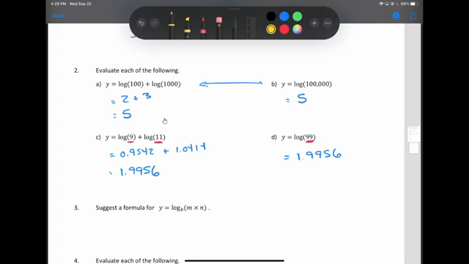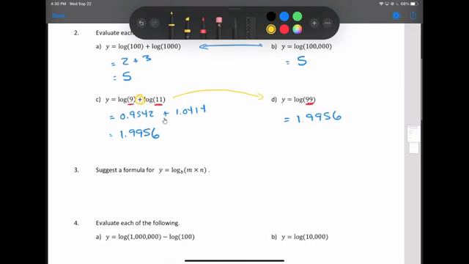So if two logs have the same base and they're added together, that's just equal to the log of their product. So for 3, suggest a formula for y equals log b of m times n, and I think the answer is just going to be that it's equal to log b of m plus log base b of n. So that means that we can break one log into 2 or put 2 logs into 1, depending on the scenario that we're in.